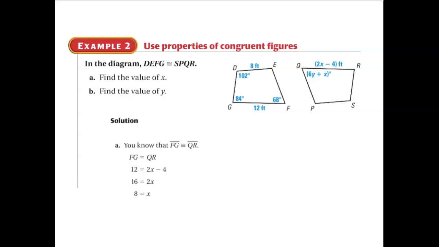Now we do have an angle measure here that has an expression in terms of y. It says 6y plus x. That's angle Q. Now we have to determine what's the corresponding angle to angle Q. So we look back at the congruence statement, and we see that angle Q is congruent to angle F. So we can start there. So that 6y plus x has to equal 68. And because we just found x is equal to 8, we can substitute that in and solve.